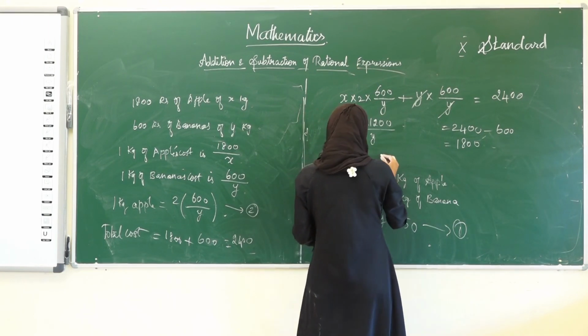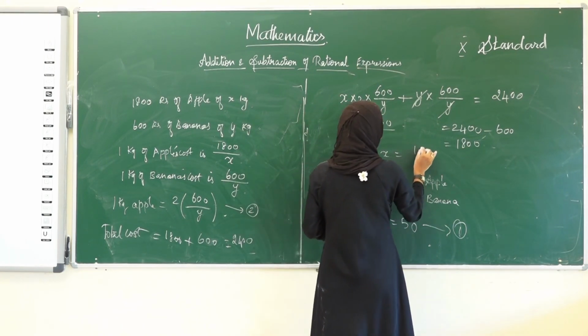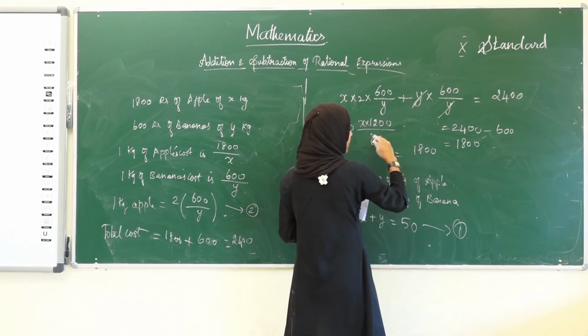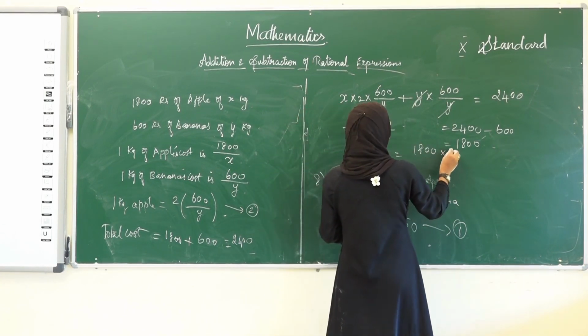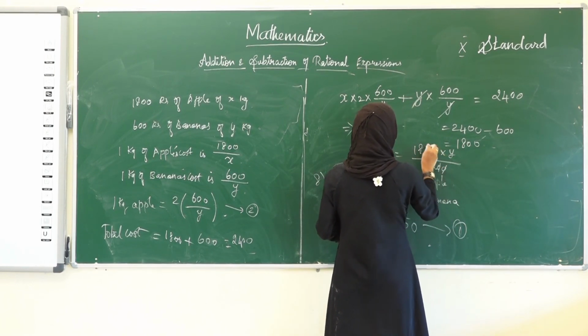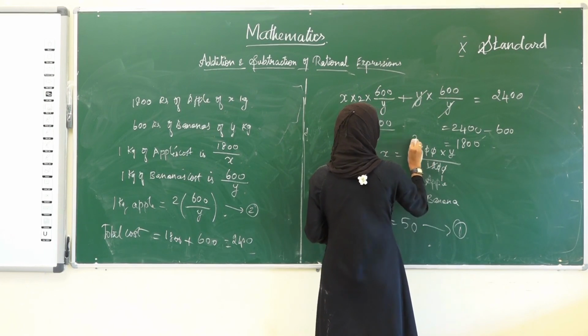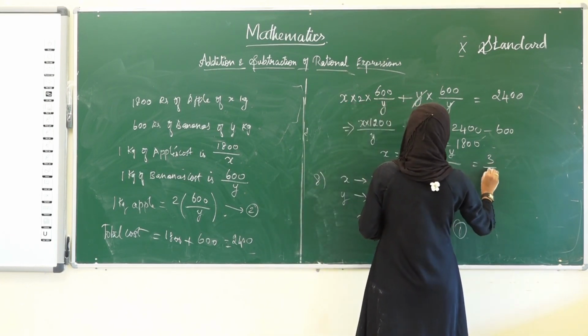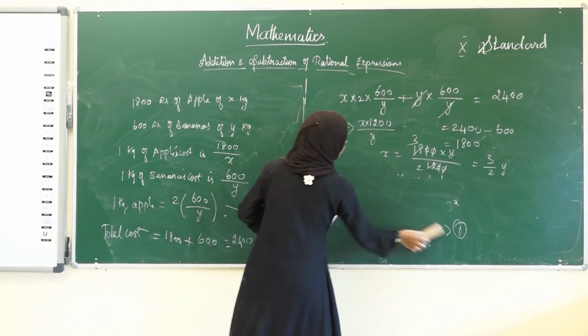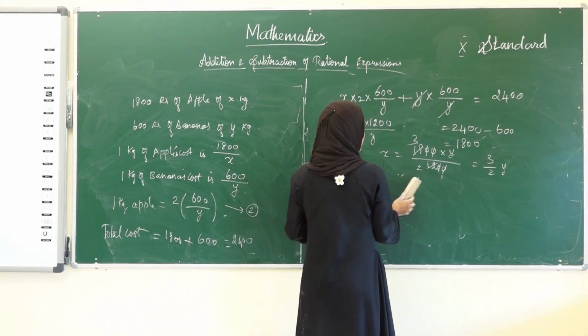We can keep the x as it is. x is equal to 1800. When the y and 1200 go to that side, they get reciprocal: y divided by 1200. 1800 by 1200 is 3 by 2. It is equal to 3 by 2 into y. That is the value of x. Okay, x is equal to 3 by 2 into y.